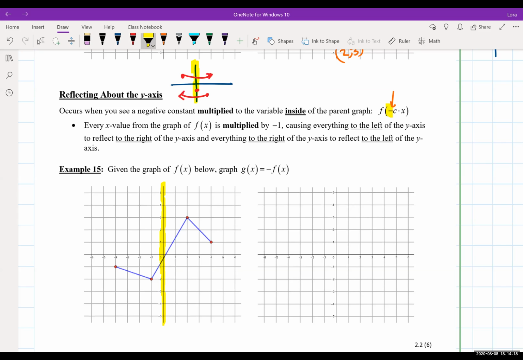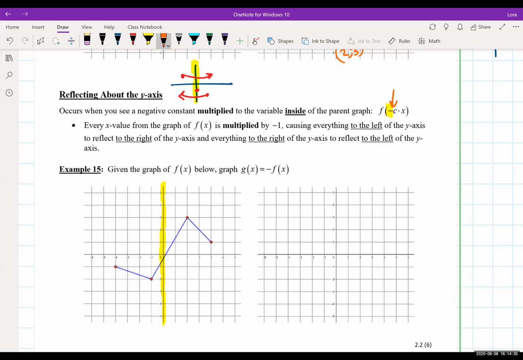And so again, I prefer to do these visually, but keep in mind as you're writing equations, if you want to show that you're reflecting about the y-axis, that is how you do it. You are putting a negative somewhere near the x, or you're multiplying all those x values by -1.